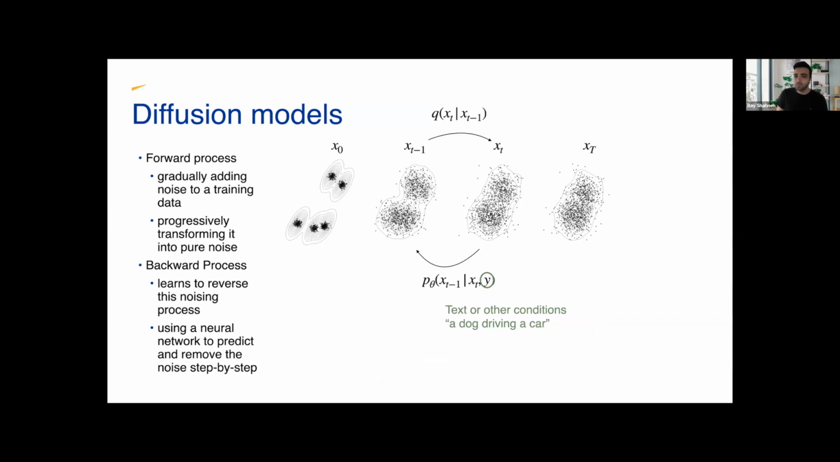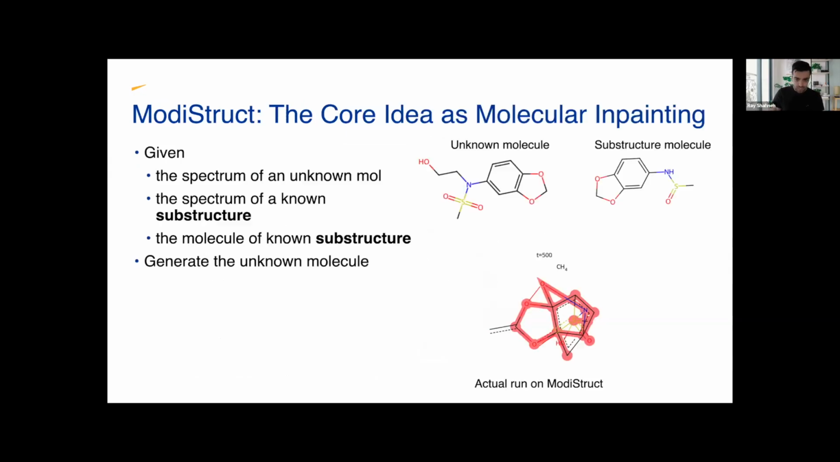Now, you can add more conditions to this backward process. For example, you can add a text, for example, a dog driving a car, and then just condition your model based on that as well.